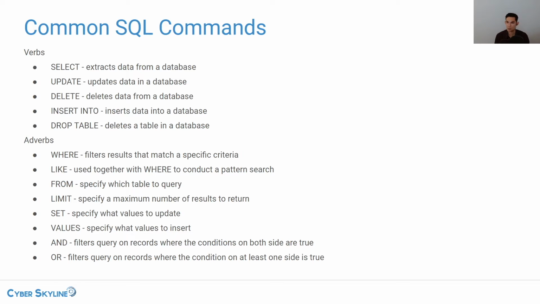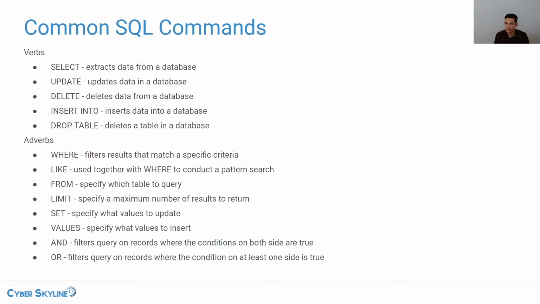From lets you specify which table you want to be looking at. Limit just gives you a max number of results that you want to return. Set allows you to specify which values you want to update in the database. Values goes with set, and so set specifically says which columns you want to set, and set and values can be used together to specify which columns and which specific values you want to update.